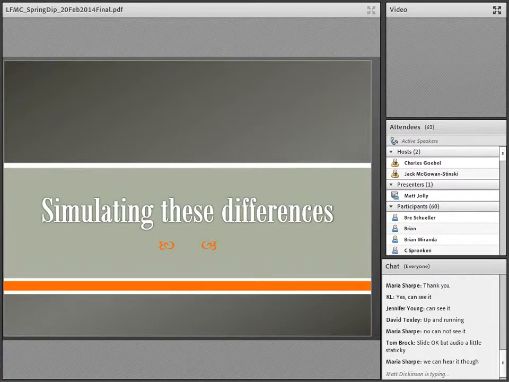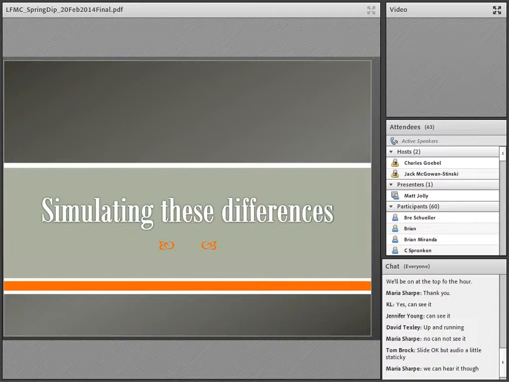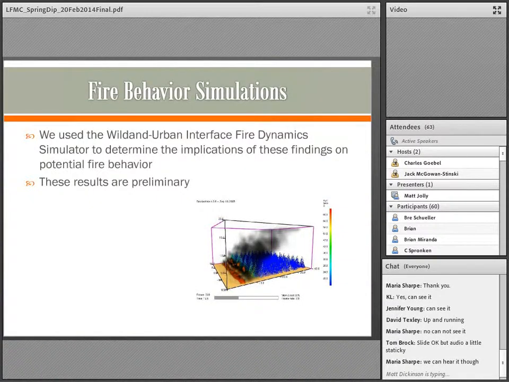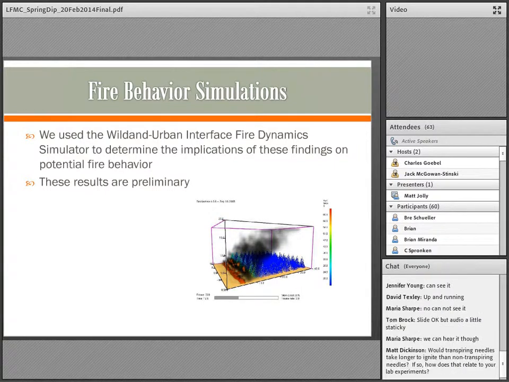So if we use some simulation modeling to try to assess how these differences would play out at the stand scale in terms of fire behavior, what we did is, and these results are very preliminary because I just finished this morning, so bear with me, I used the Wildland Urban Interface Fire Dynamics Simulator that was developed by NIST, but is now mainly supported by Rodman Linn out of the Pacific Northwest Research Station.